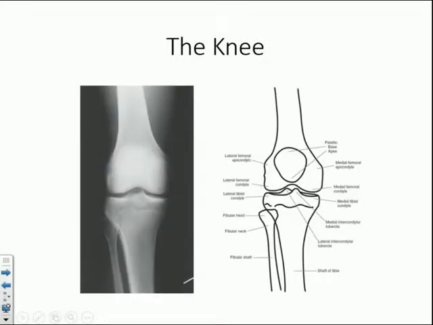Here is a typical plain film x-ray looking at the knee joint itself. You see the outline of the femur, the lateral and medial epicondyles, the lateral and medial condylar surfaces. You can even see a little bit of the outline of the condylar structure of the condyle itself.